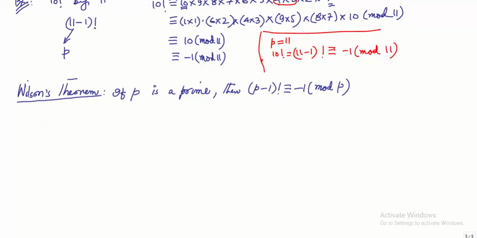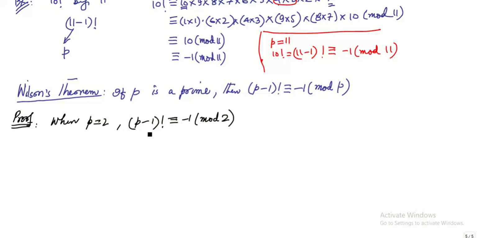Okay, now move to the proof of Wilson's theorem. When p is equal to 2, the proof is trivial because p minus 1, so 2 minus 1 is 1, factorial is congruent to -1 modulo 2. Thus the theorem is valid for p is equal to 2. Let p be greater than 2.